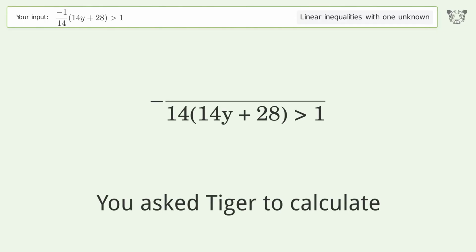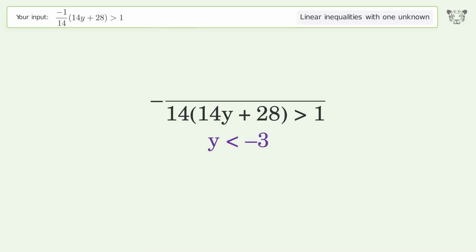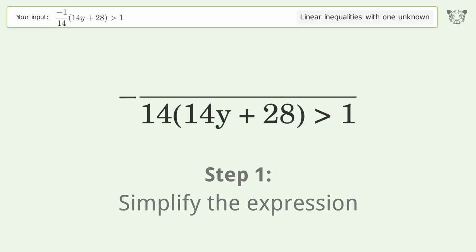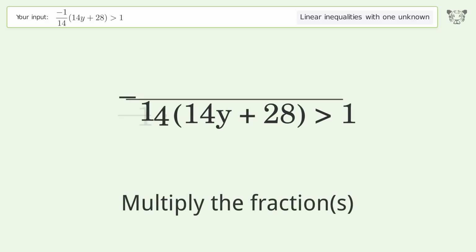You ask Tiger to calculate. This deals with linear inequalities with one unknown. The final result is y smaller than -3. Let's solve it step by step. Simplify the expression. Multiply the fractions.